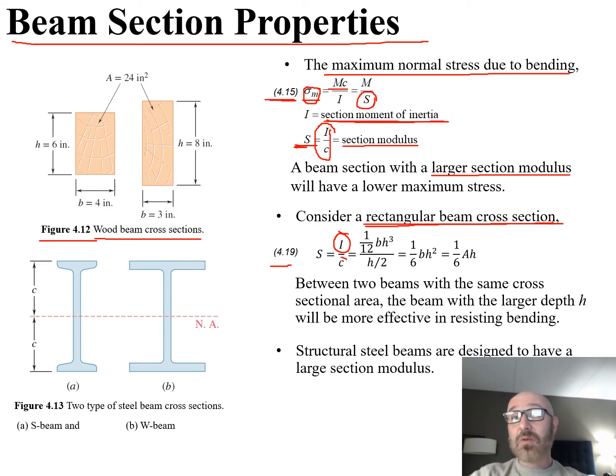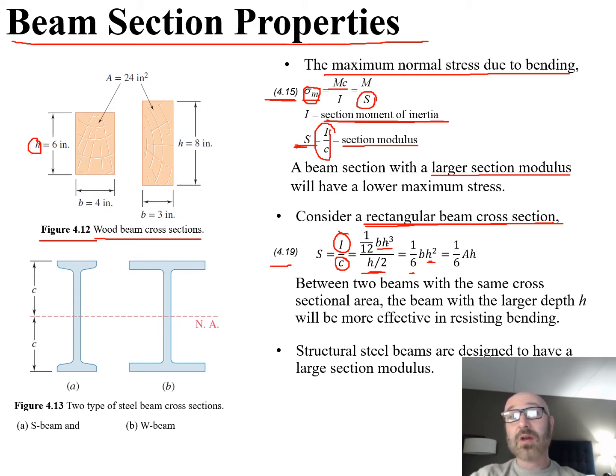Now our c value is going to be half the distance from that neutral axis out. Our neutral axis is in the middle, so it's half our depth, or our h value. This will be h over 2. So we can do some math manipulation here: 1/12 and a 2 becomes 1/6, b h cubed, and an h on the bottom can cancel out, and what we end up with is just an h squared.